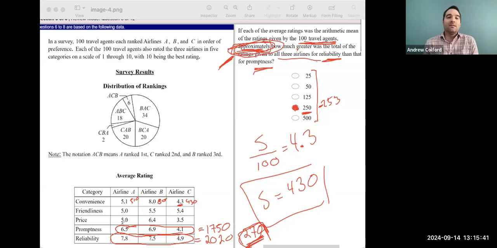So for promptness, this is 650, 690, 410. And when I add 650 to 690 to 410, I get 1,750. That's where I got this from. Because again, I keep beating up on this problem, it's a comparison. We're comparing the ratings for reliability compared to promptness. So I need to add all of these together and compare them to all of these. And the difference is 270. Okay, that's all.